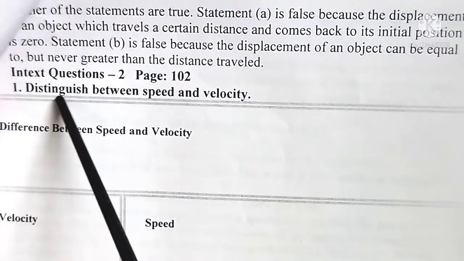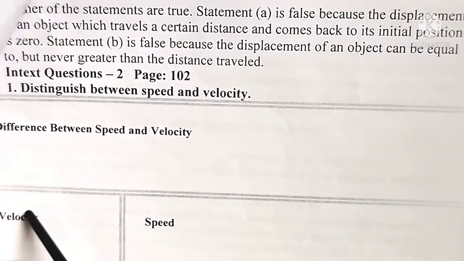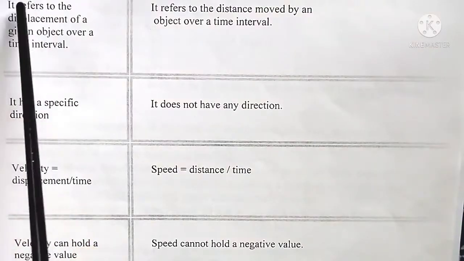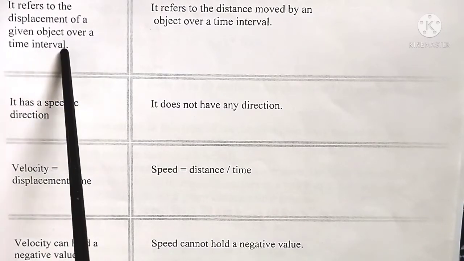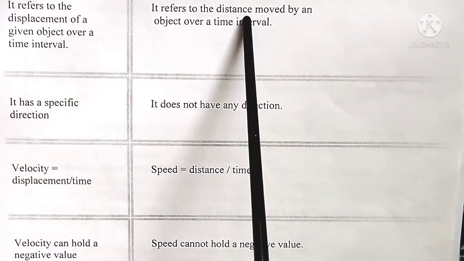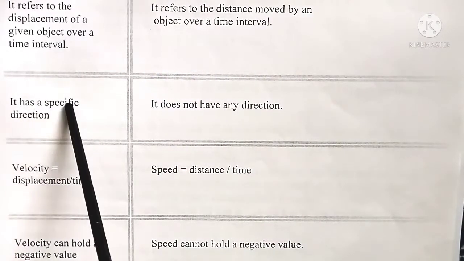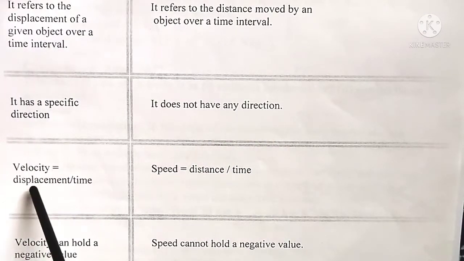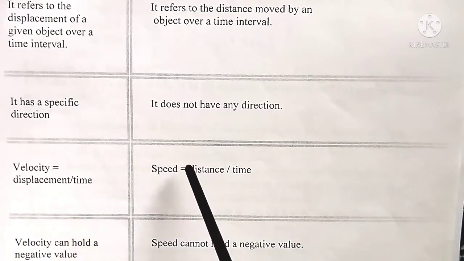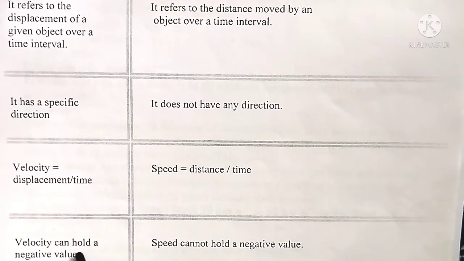Second one, distinguish between speed and velocity. Differences between speed and velocity. Velocity refers to the displacement of a given object over a time interval. Speed refers to the distance moved by an object over a time interval. Velocity has a specific direction. Speed does not have any direction. Velocity is equal to displacement divided by time. Speed is equal to distance divided by time. Velocity can hold a negative value. Speed cannot hold a negative value.